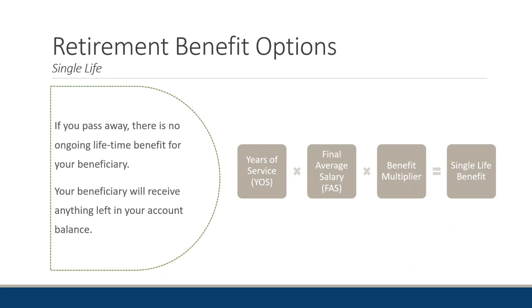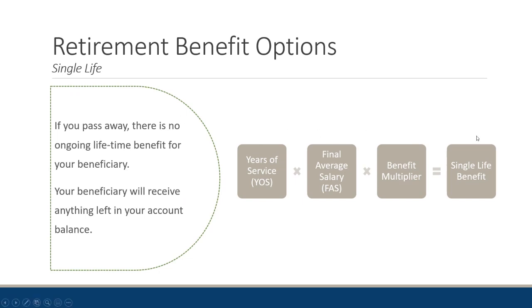Years of service, guys, that is every month that you earn wages, you get a month of service credit. It doesn't matter if you work one day or the full month, you get a full month of service credit. And finally, the benefit multiplier is the third defined benefit factor. Now, when we multiply those, it yields a single life benefit, and that is the highest benefit.